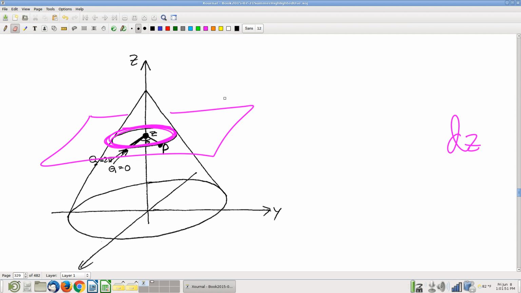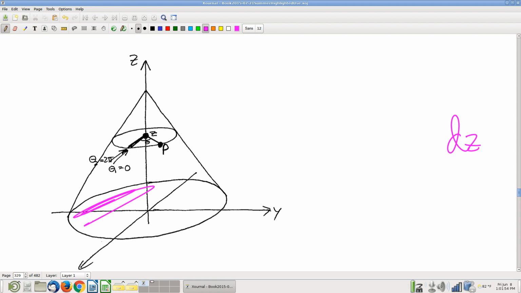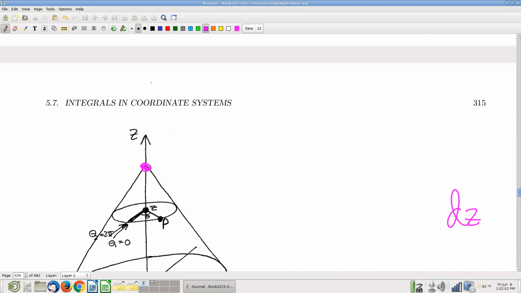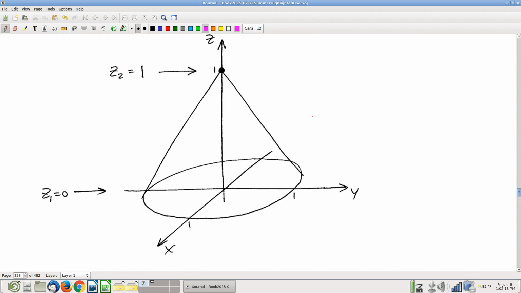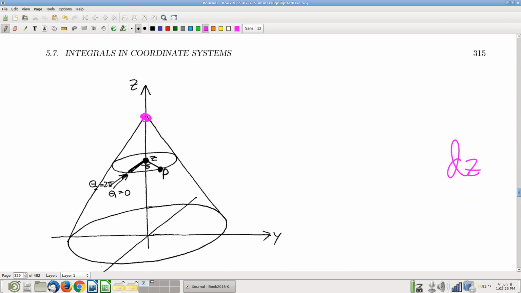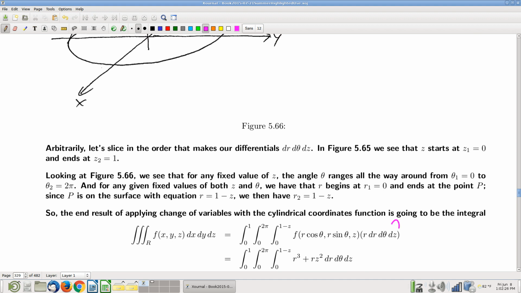Range of values for z. Well, z starts at 0. z ends up here at the top, wherever the top was. And let's see, in the statement of the question, the cone whose base is a unit disk in the xy plane and whose vertex is at 0, 0, 1. So yeah, z is equal to 1. Okay. So z goes from 0 to 1. And you can see that here, z, 0 to 1.